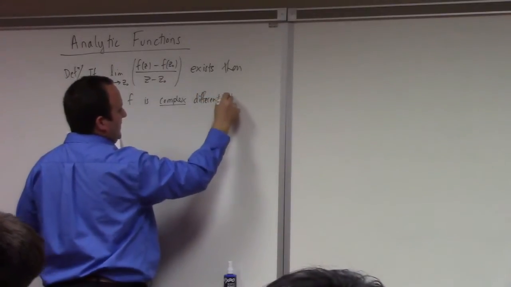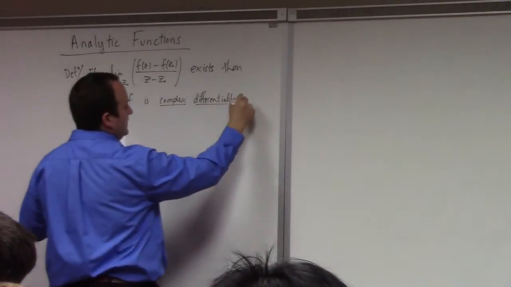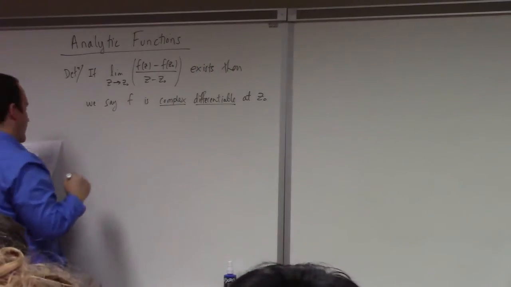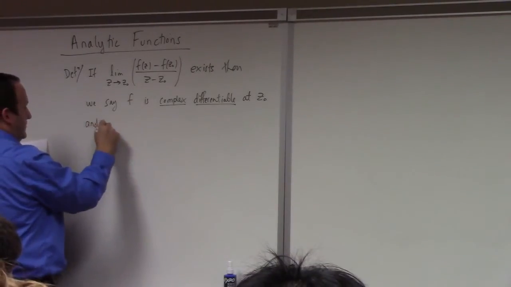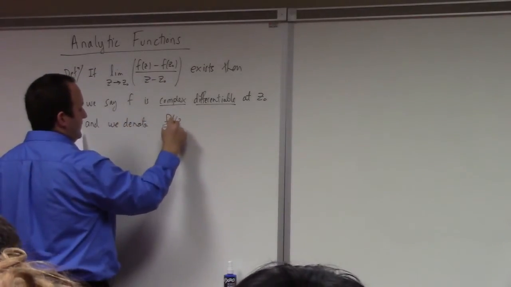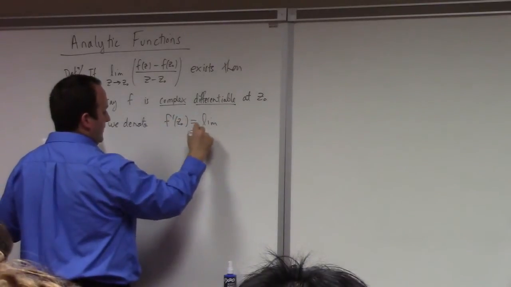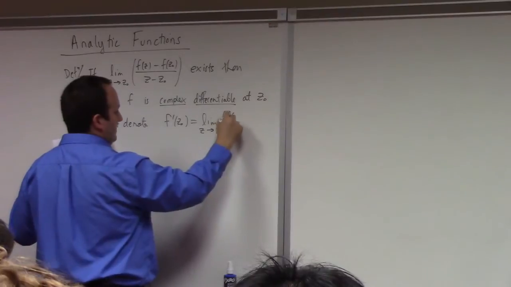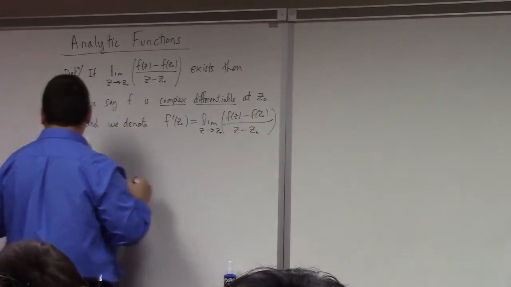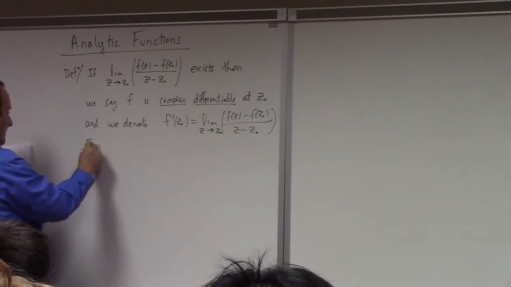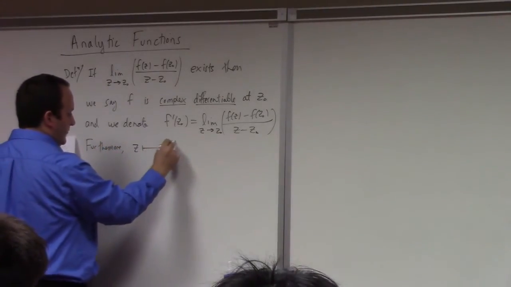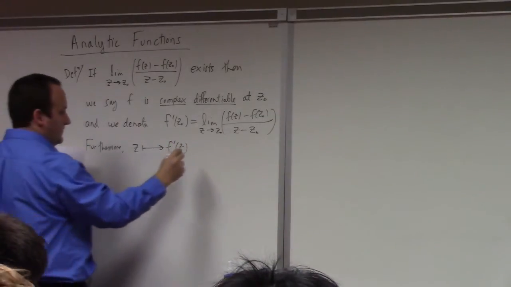So I diverged from Gamelin a little bit here because I want to develop some terminology which clarifies a few things. But anyway, complex differentiable at z naught, and we denote that f prime of z naught is equal to that limit of that difference quotient. Furthermore, the mapping z maps to f prime of z is the complex derivative of f.